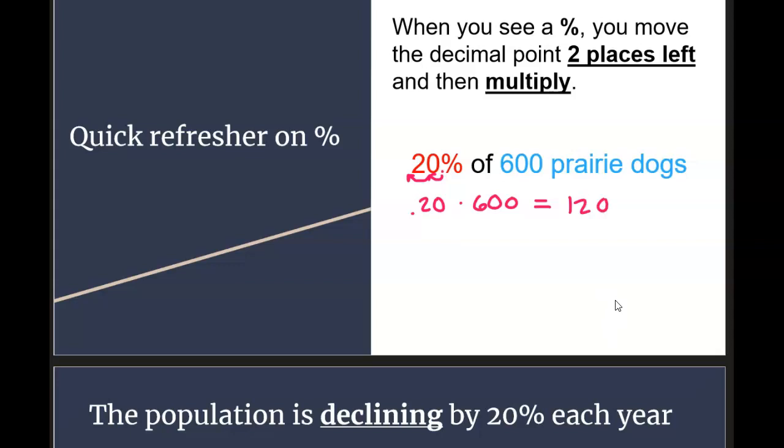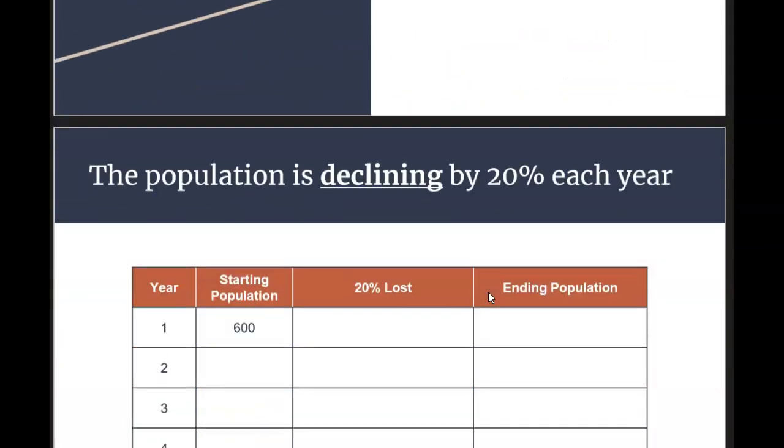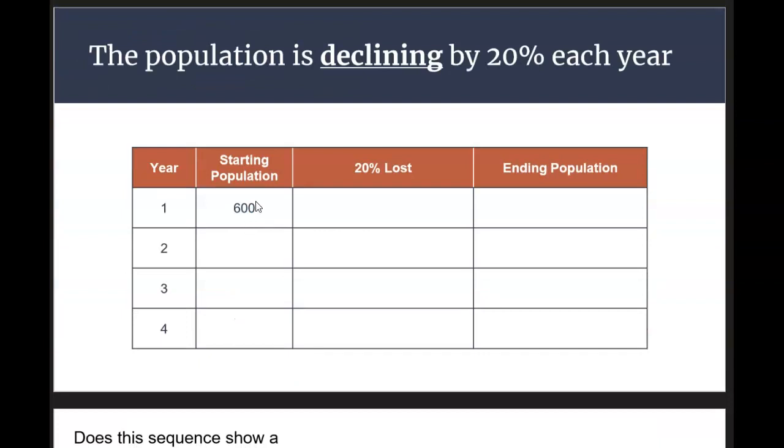That's how much the population is going down. Not each year, but at least the first year. It's going down 20% each year. So the starting population was 600. We're trying to figure out what the ending population was every year. We lost 20% the first year. We said to calculate that is 0.20 times the beginning population, which we got as 120. So to find the ending population, we just need to subtract this value from the original starting population. 600 minus 120 equals 480.